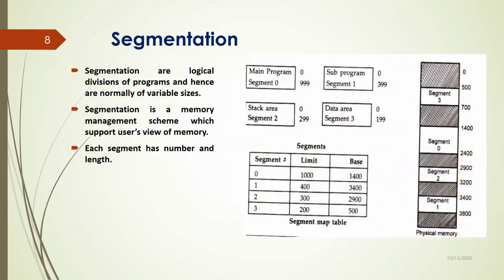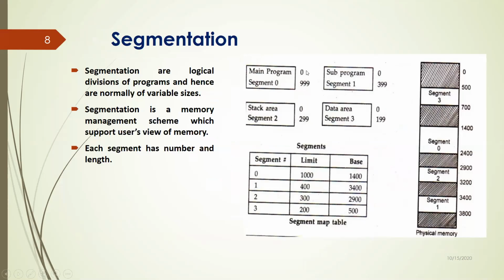Then coming to segmentation, right? See here how the entire memory has been segmented. See the main segment of the program, it starts from 0 to 999. See, this is all about the memory addresses, right? Randomly they have taken the memory addresses, right?